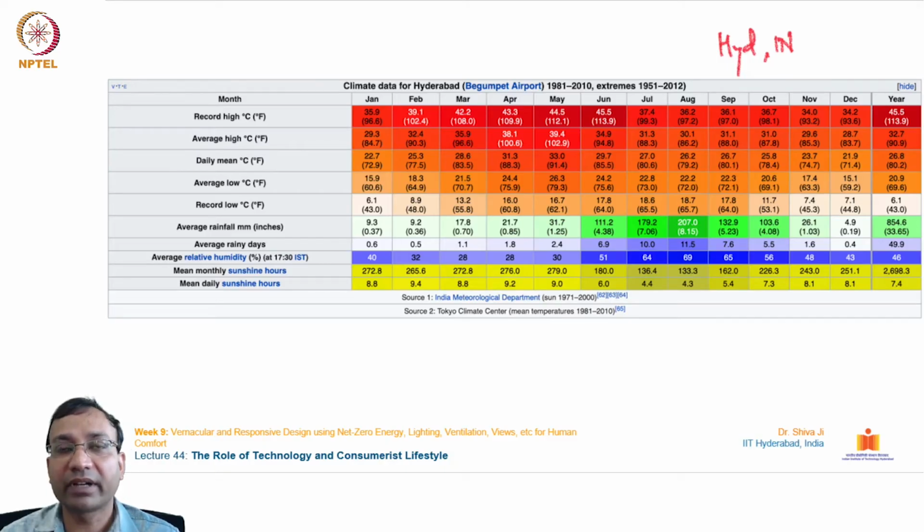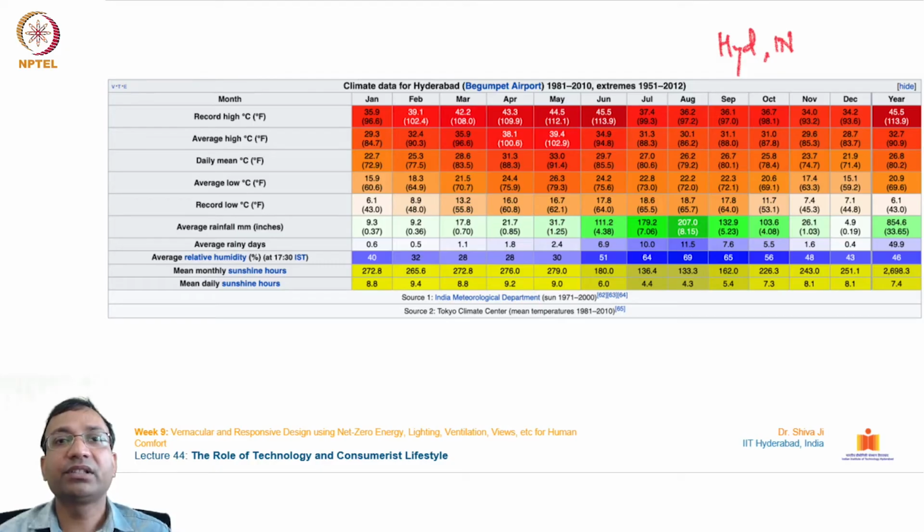So this is about the temperature, and next the average rainfall in millimeters. How much rainfall this place has received in these many years, there is an average given. And the number of rainy days per year, how many days are rainy, and then the average relative humidity, RH, taken over all of these 12 months. And then there are the mean monthly sunshine hours and the mean daily sunshine hours.